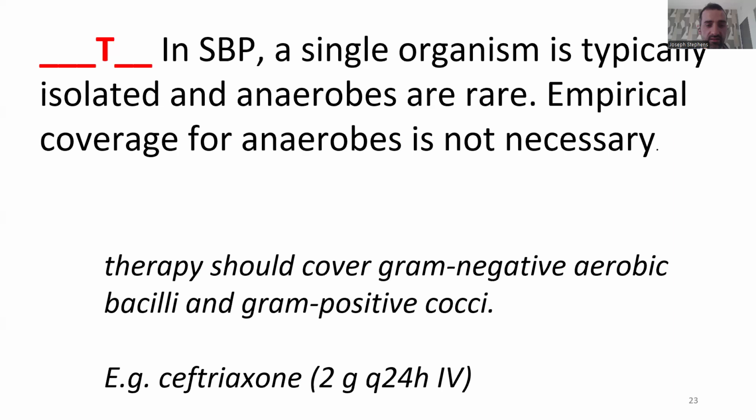Okay, true or false? In SBP, a single organism is typically isolated and anaerobes are rare. Empiric coverage for anaerobes is not necessary. That's true. So in spontaneous bacterial peritonitis, the therapy should pretty much cover gram-negative aerobic bacilli and gram-positive cocci, so ceftriaxone will do the trick.